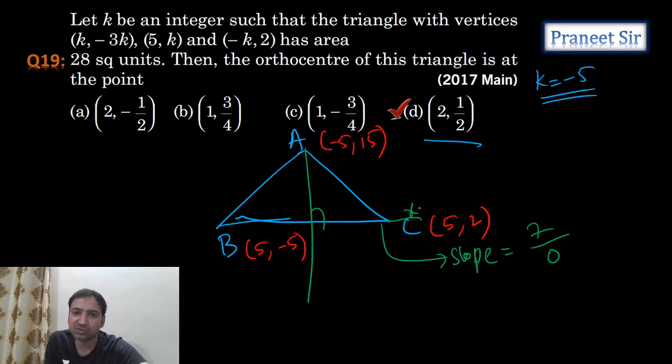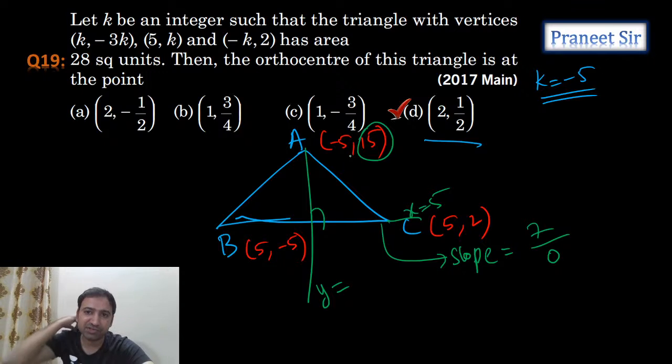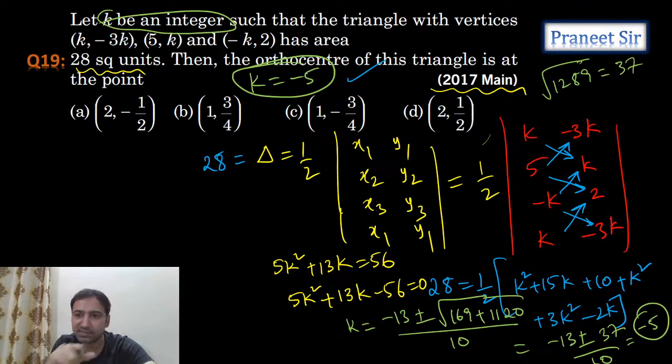So that means this is the x equals 5 line. So what should this line be, guys? It should be a y equals constant line, correct? So y equals constant means y equals 15 we should get. But y equals 15 is not there in the options. So that's why k equals minus 5 is not the correct answer. So let's go back and see where we made the mistake.